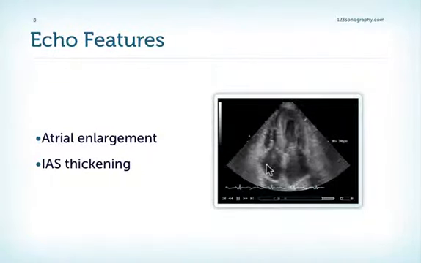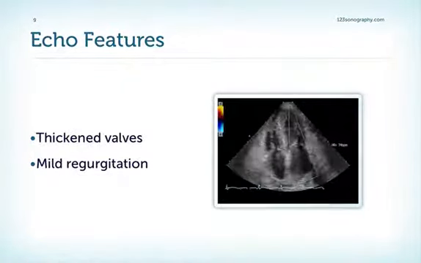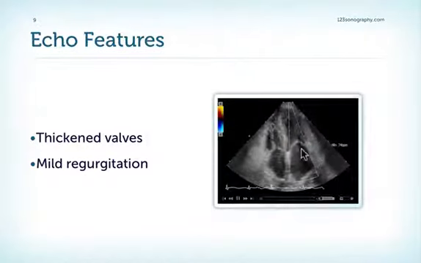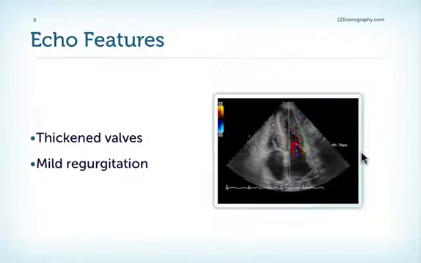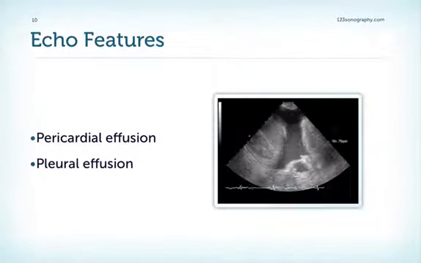Because it's a restrictive form of cardiomyopathy, we have biatrial enlargement, and we also have thickened interatrial septum, thickened valves, usually with mild to moderate regurgitation. Here's an example of mitral regurgitation, but we often see tricuspid regurgitation and aortic regurgitation as well. And in addition, what we often see are pericardial effusions and pleural effusions.